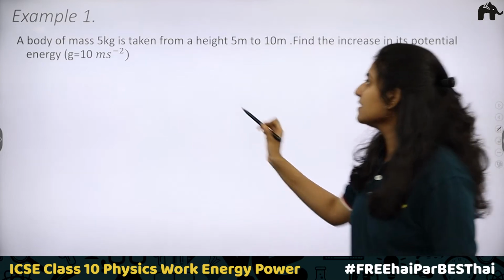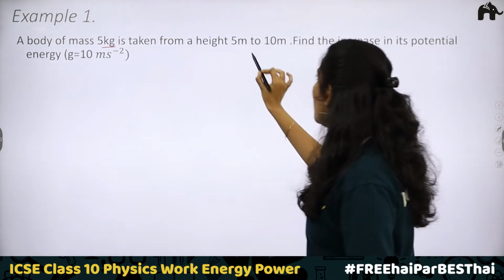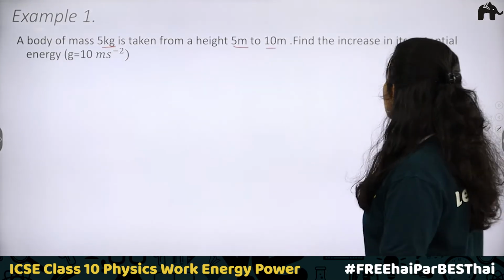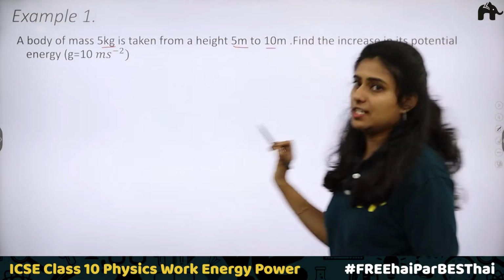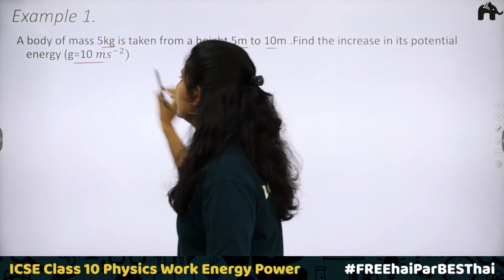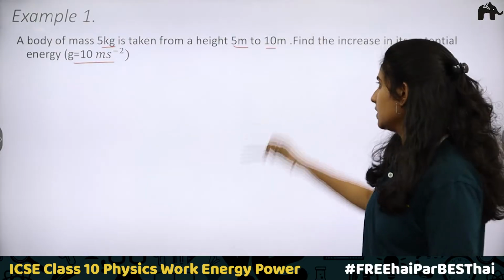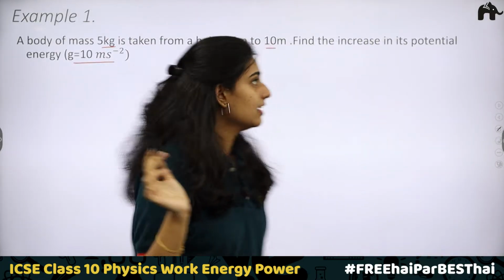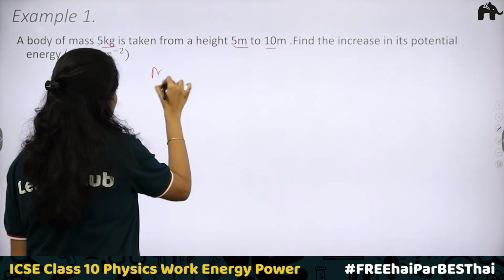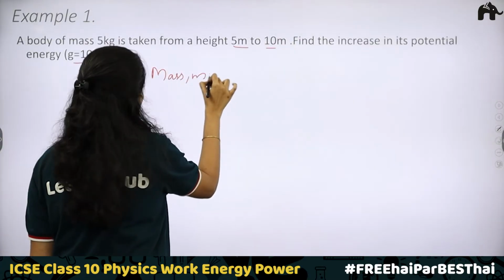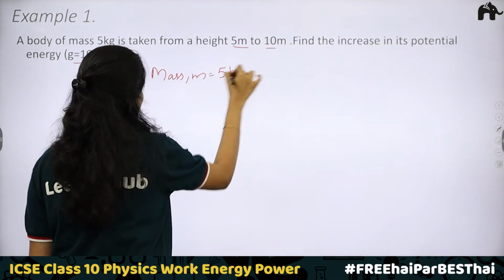A body of mass 5 kg is taken from a height of 5 meter to 10 meter. Find the increase in its potential energy. Take acceleration due to gravity g equal to 10 meter per second square. Okay, here what is given? Mass of the body is given. Mass m is equal to 5 kilogram.